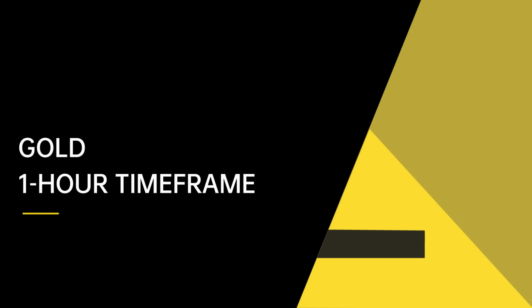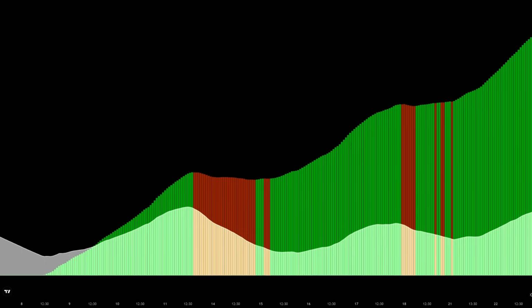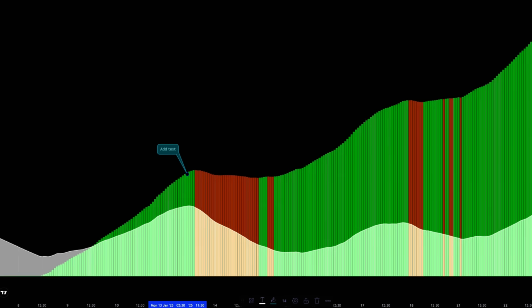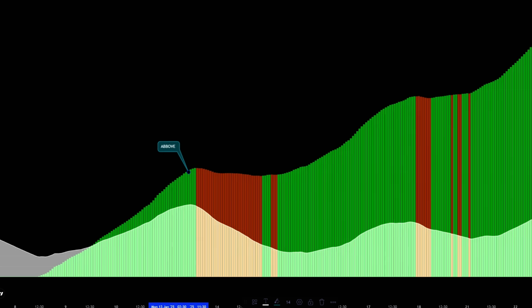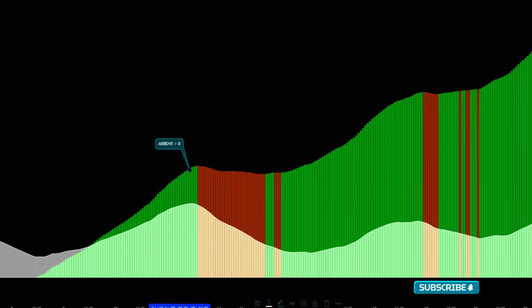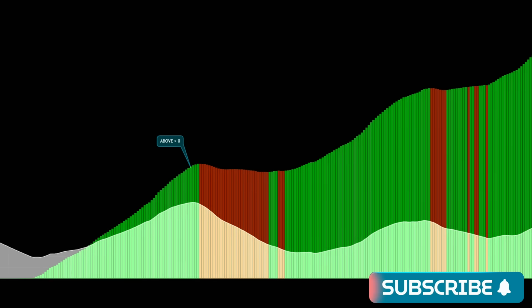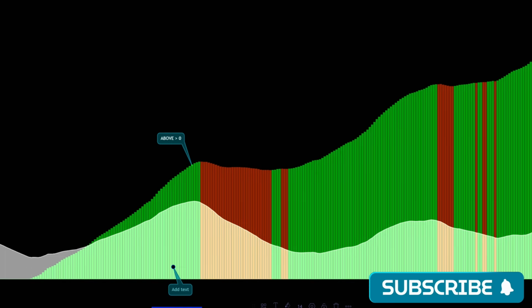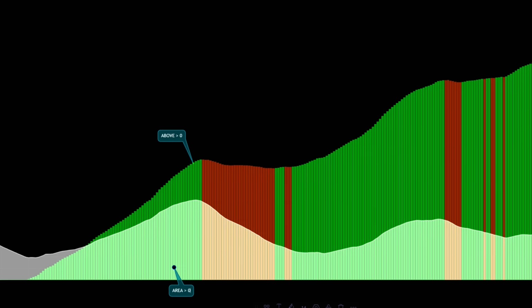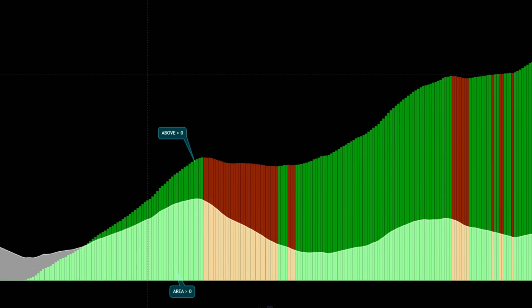Now look back at the gold 1 hour chart. When the histogram and area are both above the midline, every sell signal is ignored. Those sell signals are counter trend trades. Counter trend trades are not unlucky trades. They are structurally weak trades. Ignoring them removes a large percentage of losses automatically.